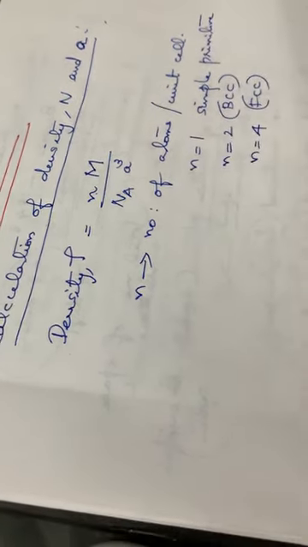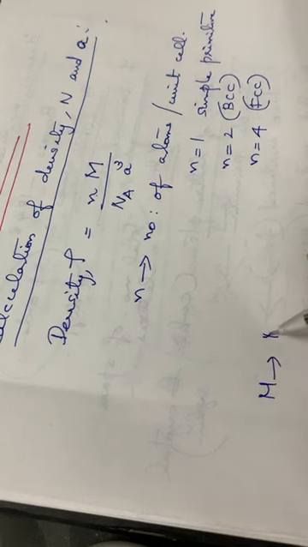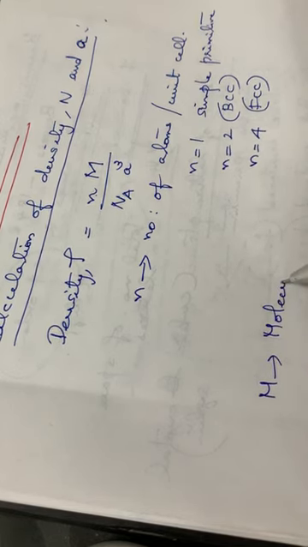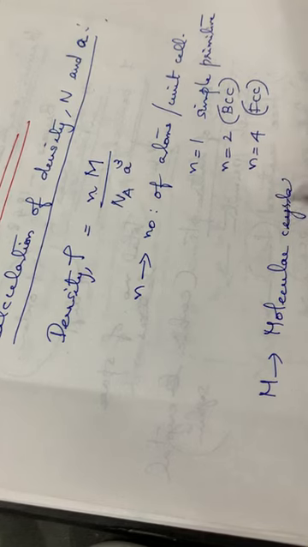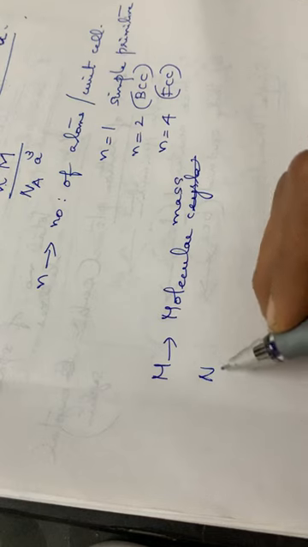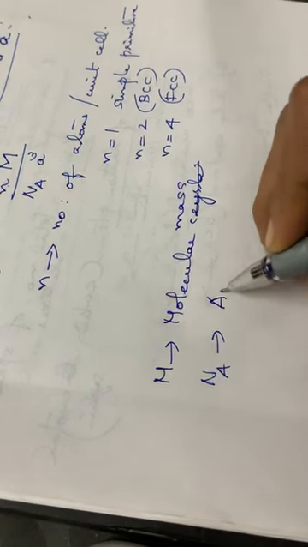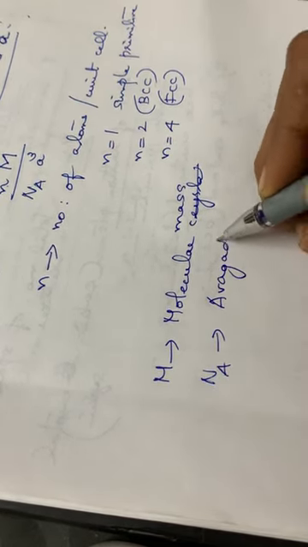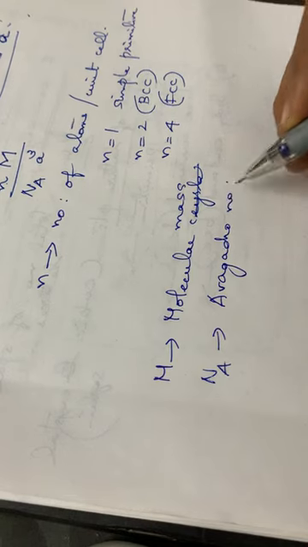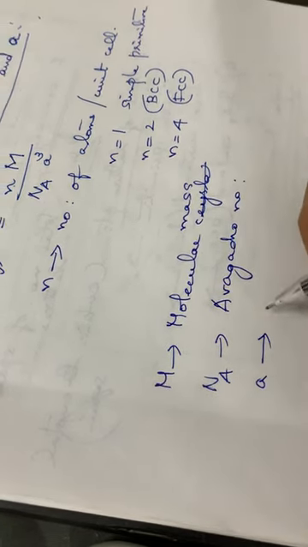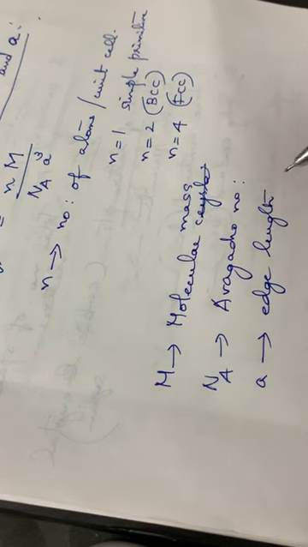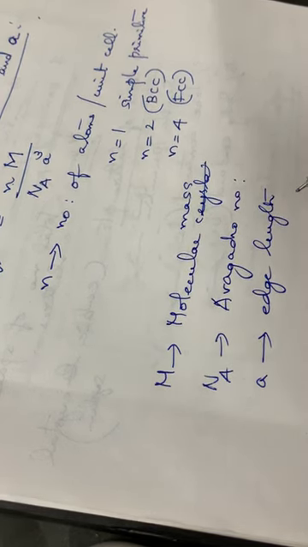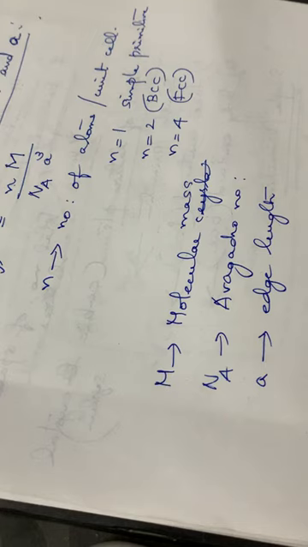Then capital M. What is capital M? Capital M is the molecular mass of that particular crystal or compound. Then NA is the Avogadro number, that is 6.023 into 10 raised to 23. Then small letter a is the edge length of a unit cell.